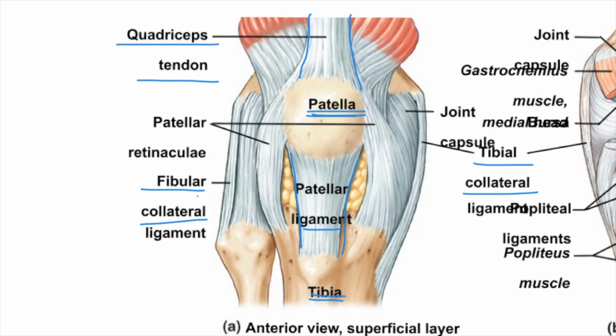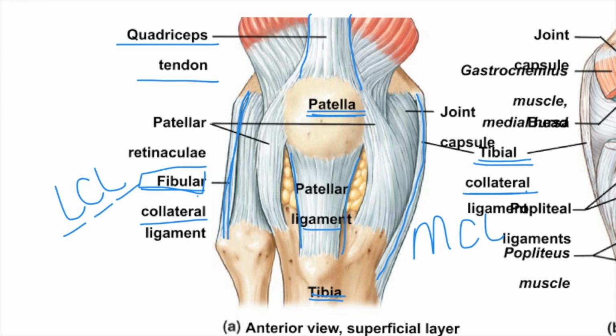On here, you see it called the fibular collateral because it's telling you it's the ligament from the fibula to the femur. But docs are still going to call it the LCL or the lateral collateral ligament. And then on the medial side, remember the tibia is on the medial side. On the medial side, we have the tibial collateral ligament. And most of the time here, docs are going to call it the MCL or the medial collateral ligament.